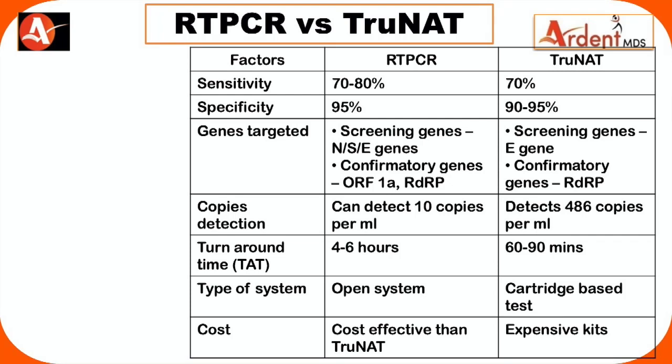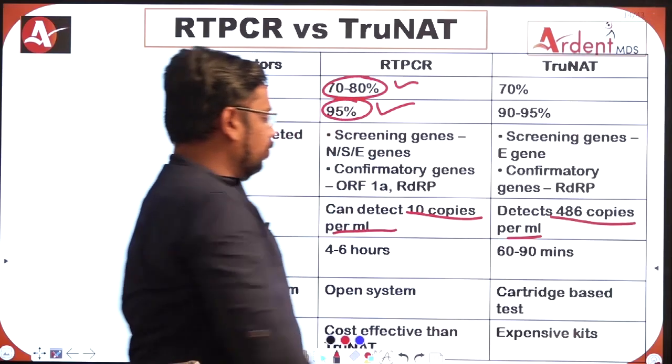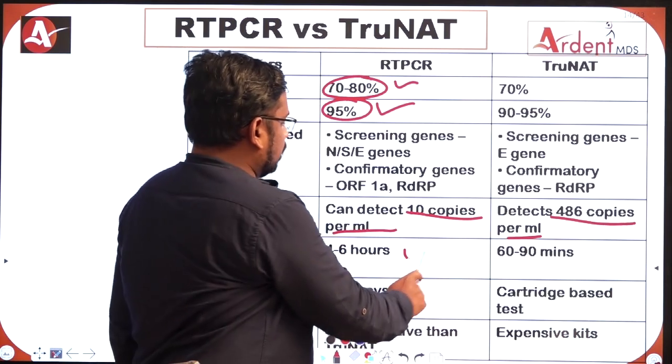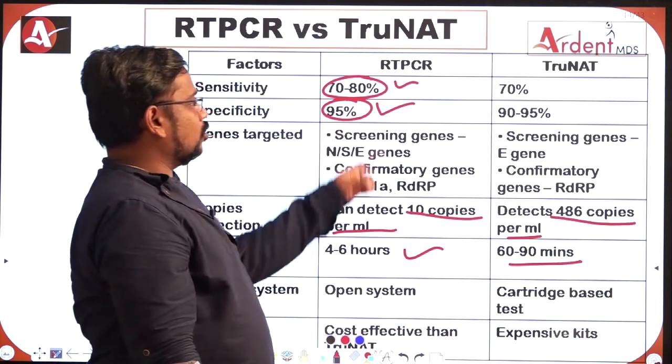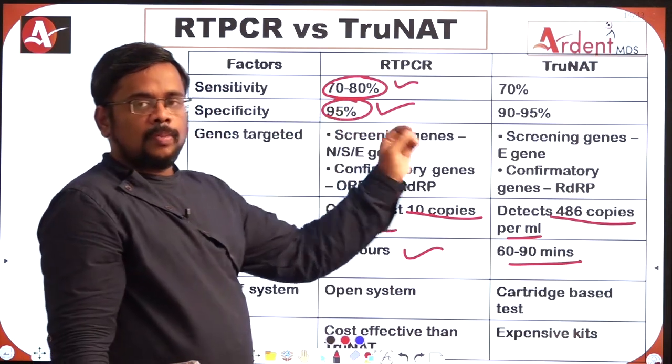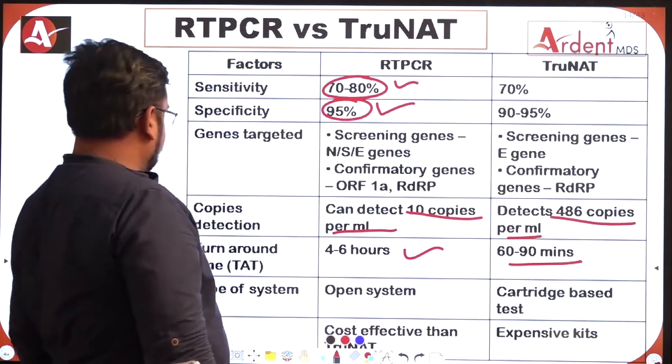RT-PCR has both higher sensitivity and specificity than TruNAT. It has a specificity of 95% and a sensitivity of 70 to 80%. RT-PCR can detect even 10 copies per ml, but TruNAT detects only 486 copies per ml. RT-PCR takes 4 to 6 hours, but TruNAT requires just 60 to 90 minutes. Which is more cost effective? RT-PCR is more cost effective than TruNAT.